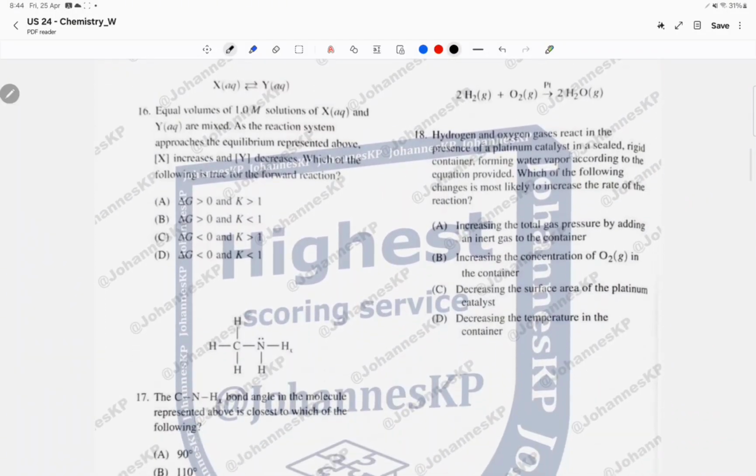Okay, 16. Here we have X becoming Y, but X is increasing, Y is decreasing. That means the reaction is basically favored to the left side. And so the reaction favored to the left side means that the delta G is positive and the K has to be less than 1. So it's not A, it's B.